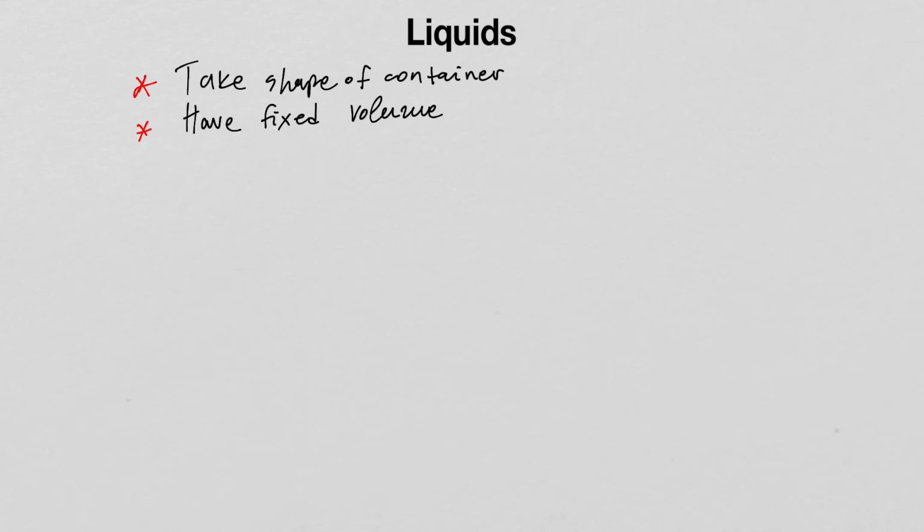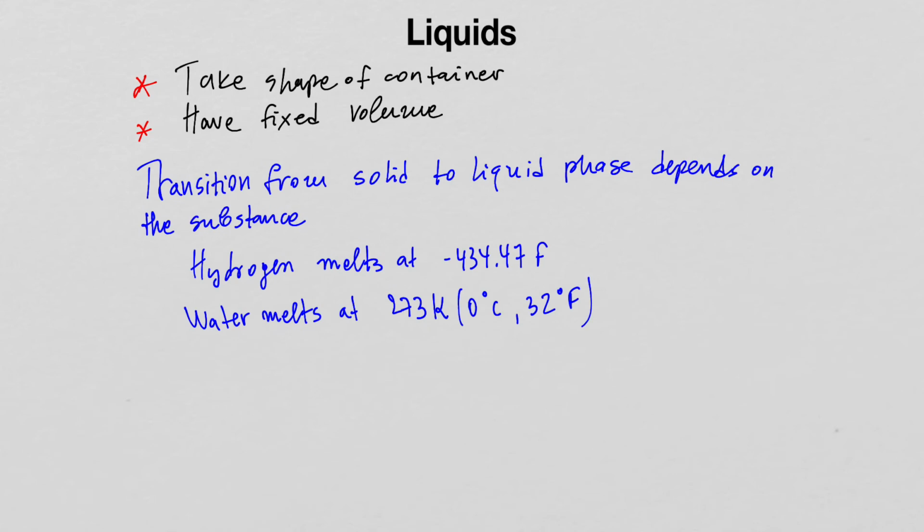So the transition from solid to liquid phase happens at different temperatures depending on the particular substance. Hydrogen melts at negative 434.47 degrees Fahrenheit, and water melts, that means ice melts, at 273 Kelvin or 0 degrees Celsius or 32 degrees Fahrenheit. The opposite transition is also possible, that is the transition from liquid to solid phase, in which case, again, for the different substances and elements, the transition happens at different specific temperatures.